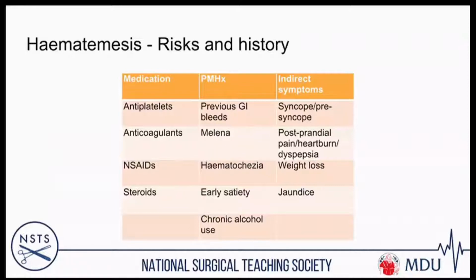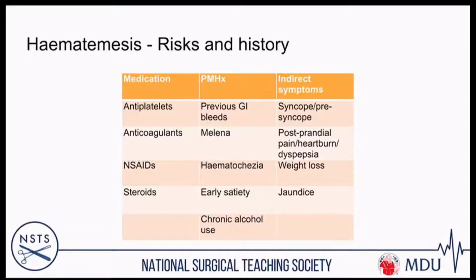So antiplatelets, anticoagulants, of course, they're going to increase your risk of bleeding. Non-steroidals and steroids, unfortunately, also increase the acidity of the stomach. Looking back into the history, a previous GI bleed increases risk of a further GI bleed. Unfortunately, haematochezia, passing fresh blood PR as well. Unfortunately, in massive upper GI bleeds, you can get fresh blood coming from the rectum. So just be wary of that and keep your differential broad.